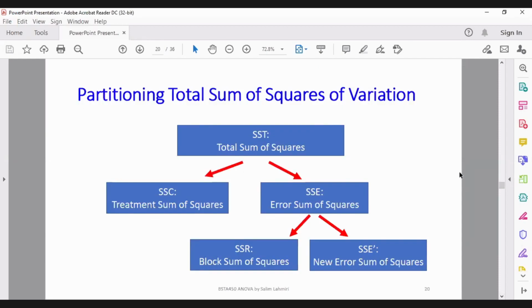So we need to partition the total sum of squares of variations. The total sum of squares can be divided into two components: treatment sum of squares and error sum of squares. The error sum of squares can be broken down into two components: block sum of squares and new error sum of squares. This block sum of squares is the error coming from blocks, and this one is the new error sum of squares.